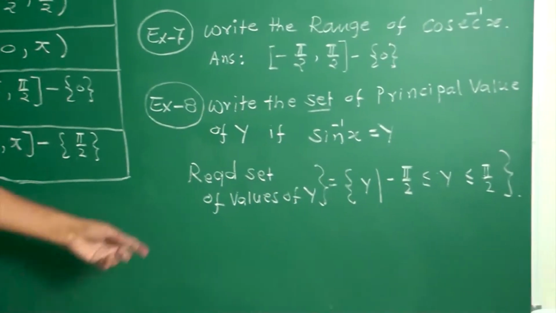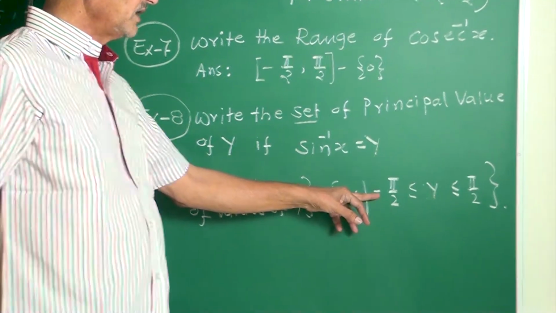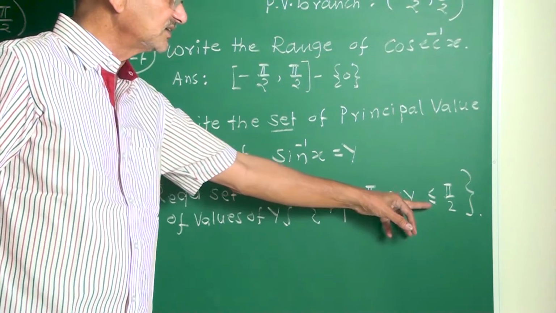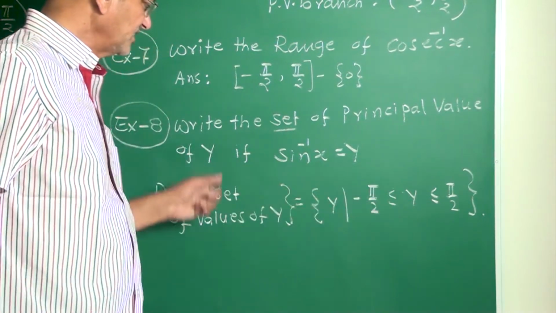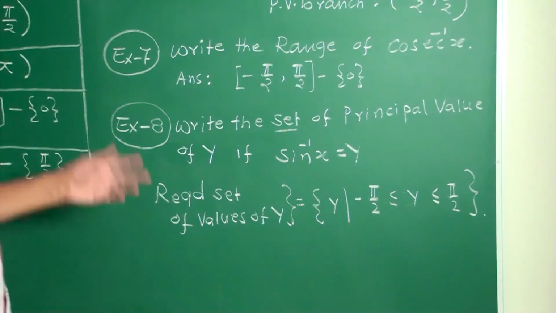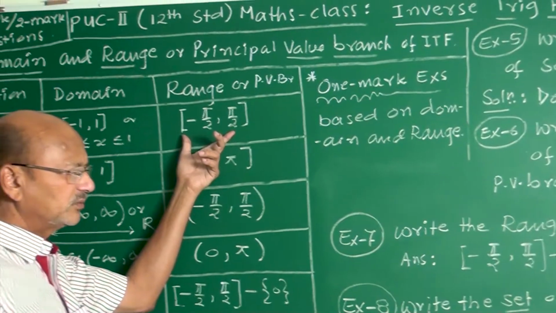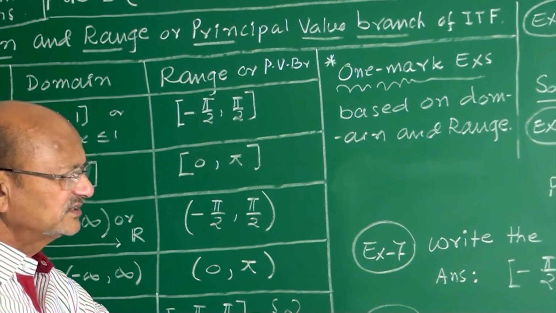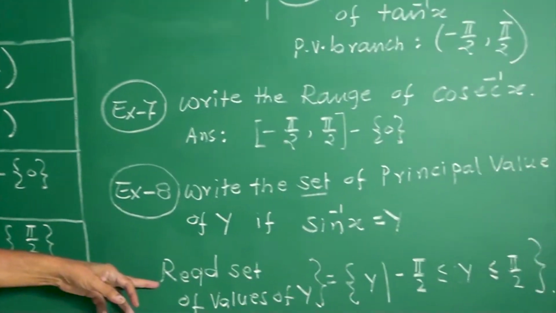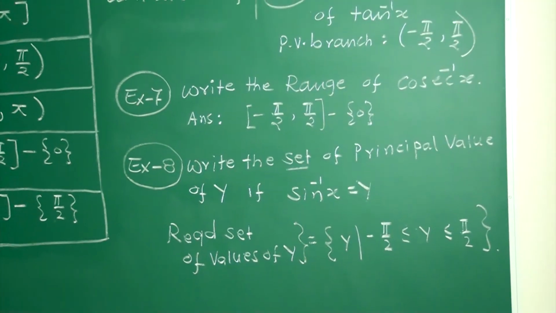Otherwise you can write it in set form. It is a set containing y such that minus pi by 2 is less than or equal to y, which is less than or equal to plus pi by 2. You can write the same in set notation. Even if you write the closed interval minus pi by 2 to plus pi by 2, that will also be alright. For this answer, it is a little more appropriate to write it in the form of set notation.